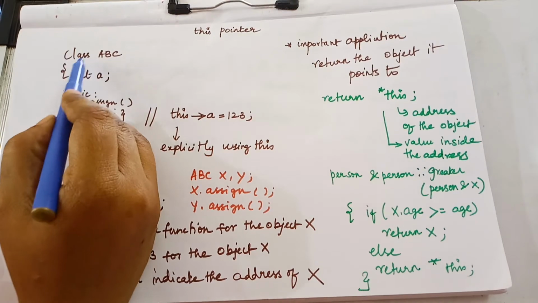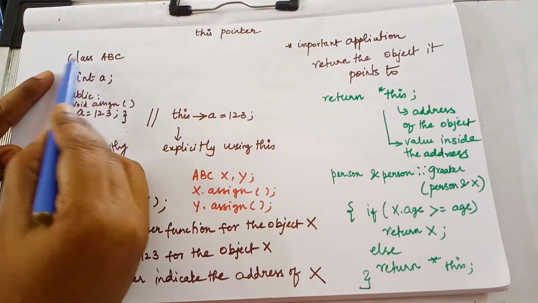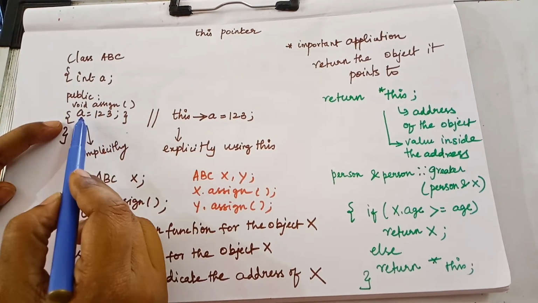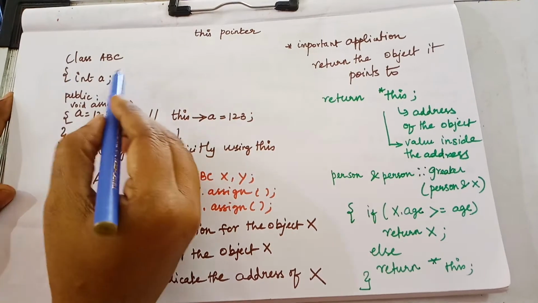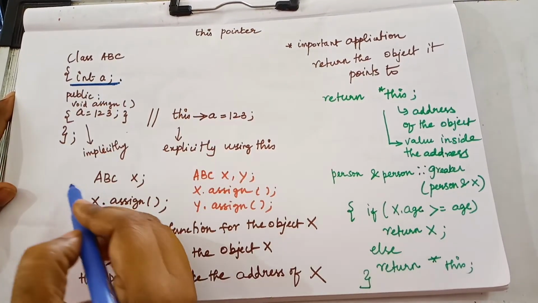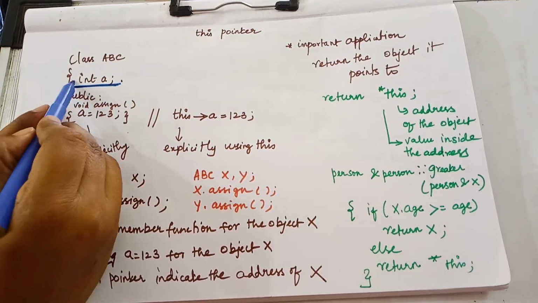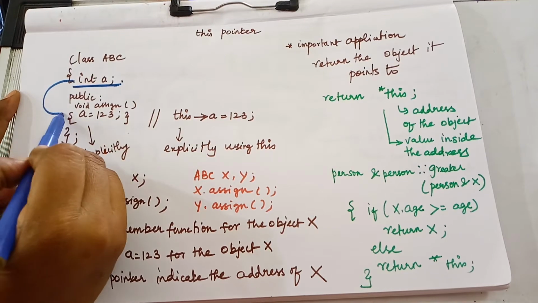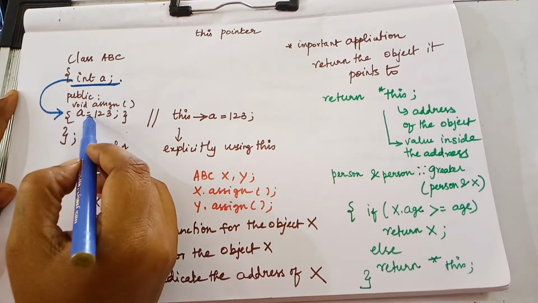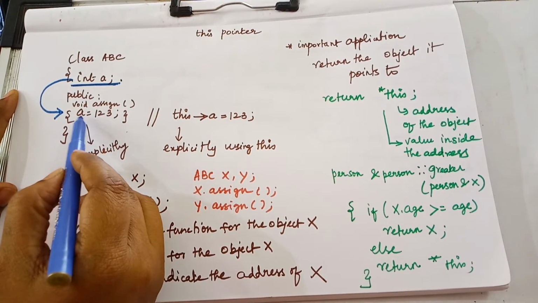We will see an example to understand the this pointer. See here, class ABC, int a, public void assign, a is equal to 123. This is a private data member. You can't access this private data member in your main function, but you can access it in your public member function. Under assign, I am assigning some value for a.